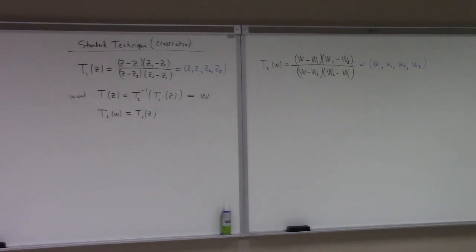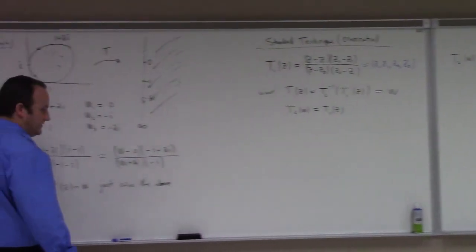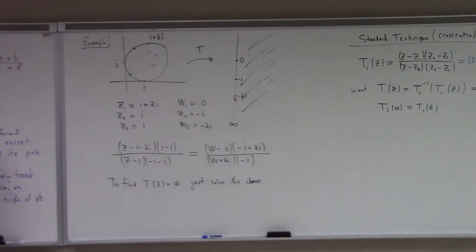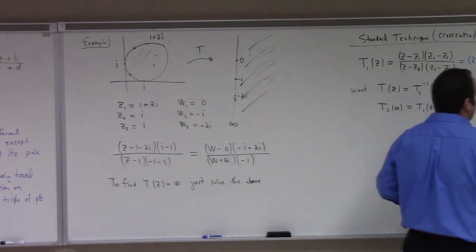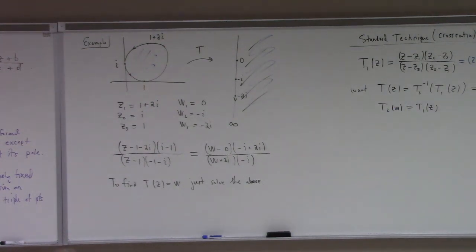So then to find the FLT, find T of z equals w, you just solve the above. Which is straightforward, and you can do it. Right? Just algebra. All right.